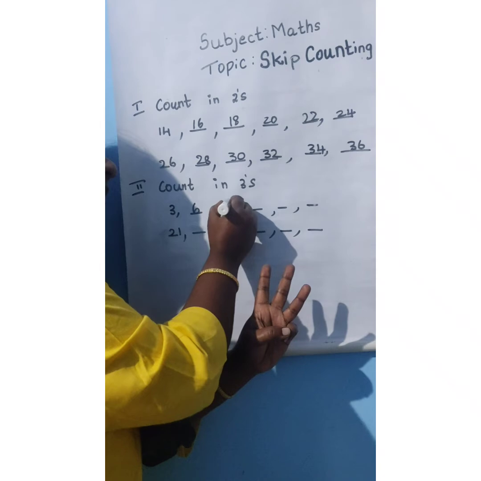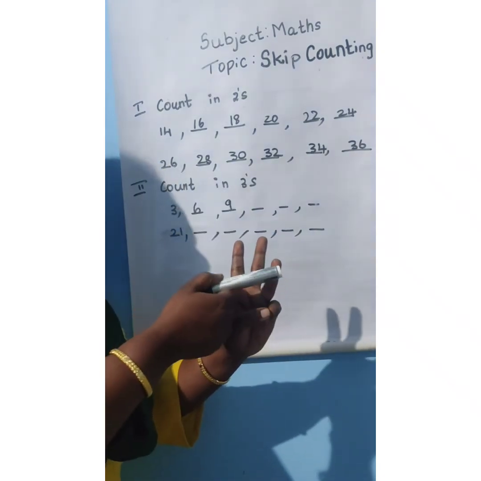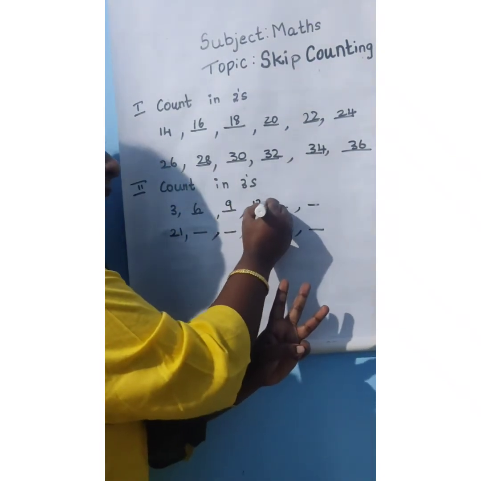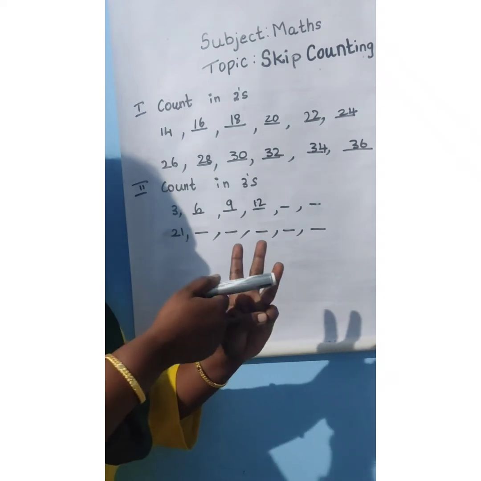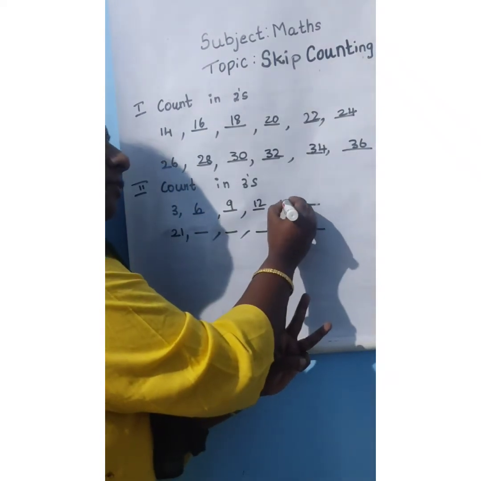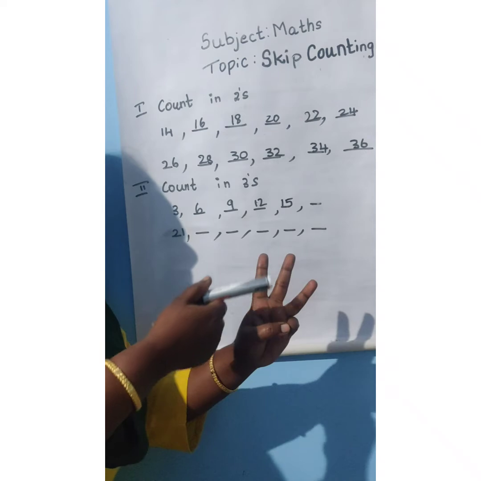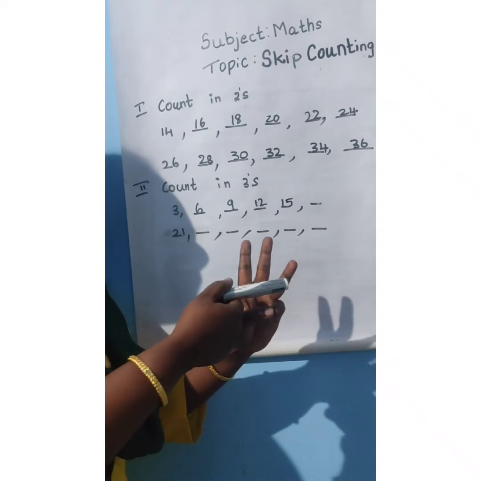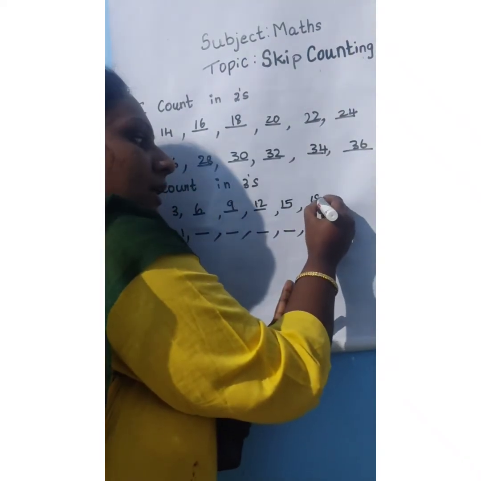So write here 9. 10, 11, 12. Write here 12. So after 12, 13, 14, 15. Write here 15. After 15, 16, 17, 18. So write here 18.